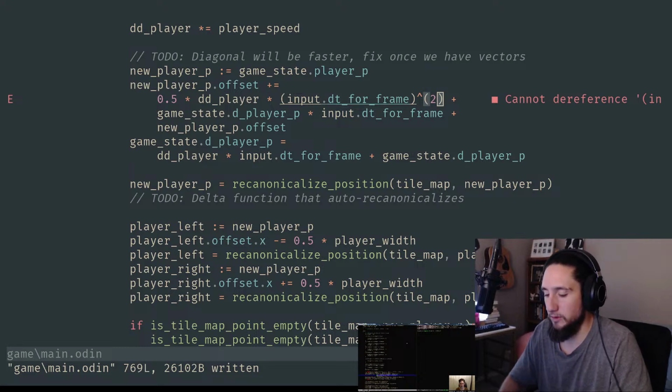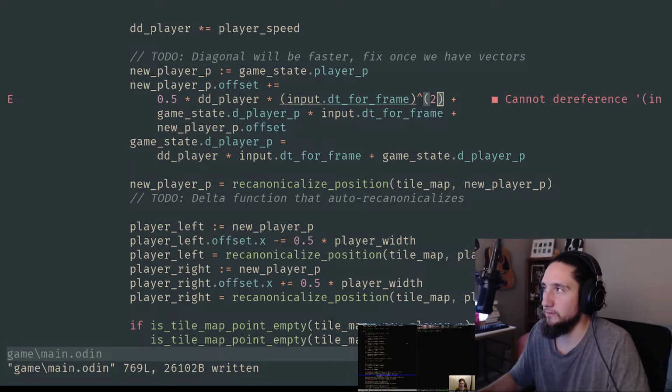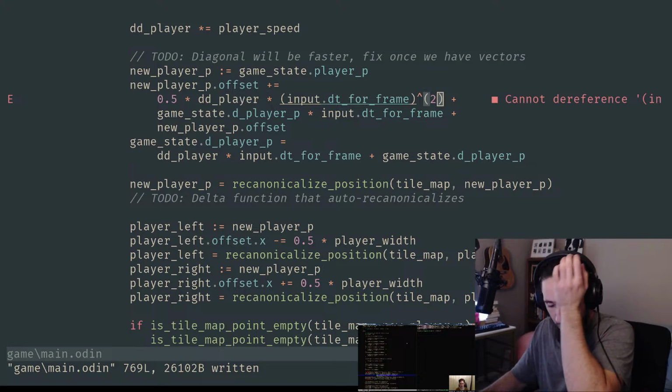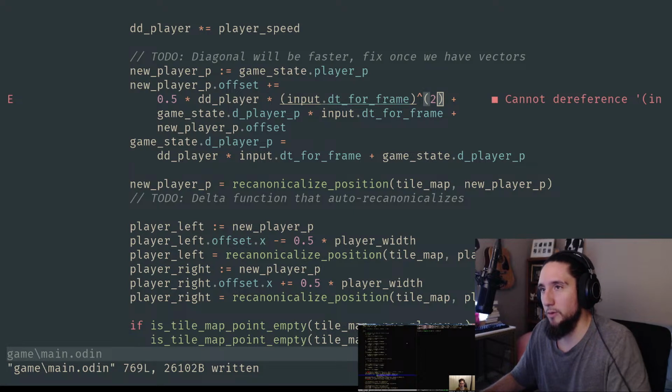Okay, that's not helpful. Square a variable. How to square. I don't know how to look this up correctly. Nothing's working. It just seems like something that should be like a parametric polymorphic proc that's just called square.